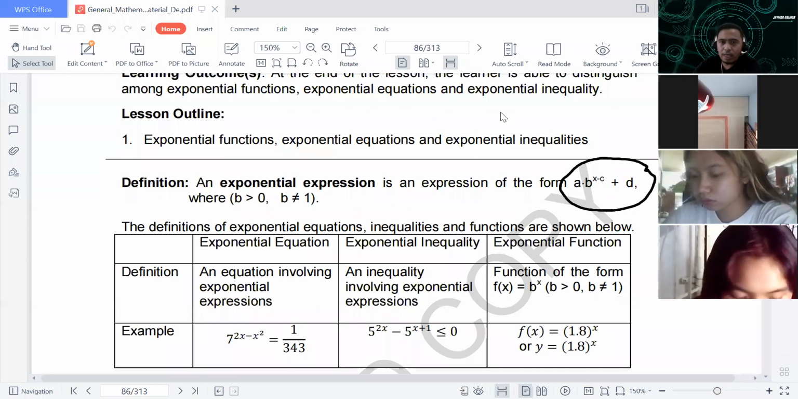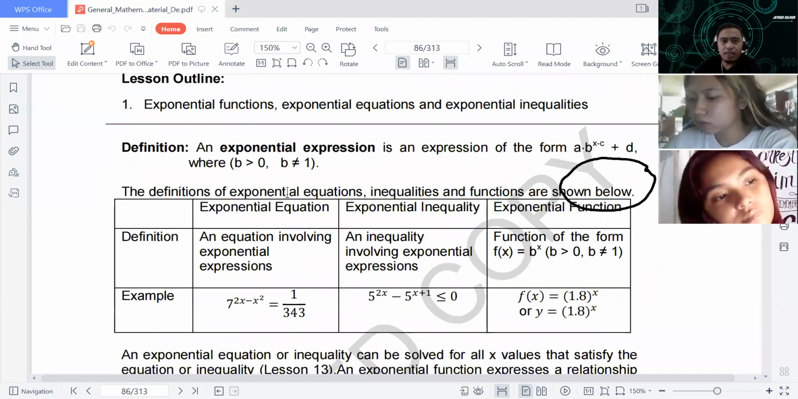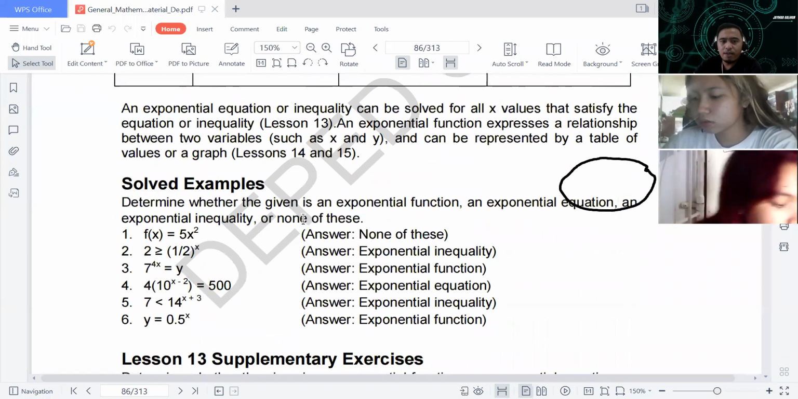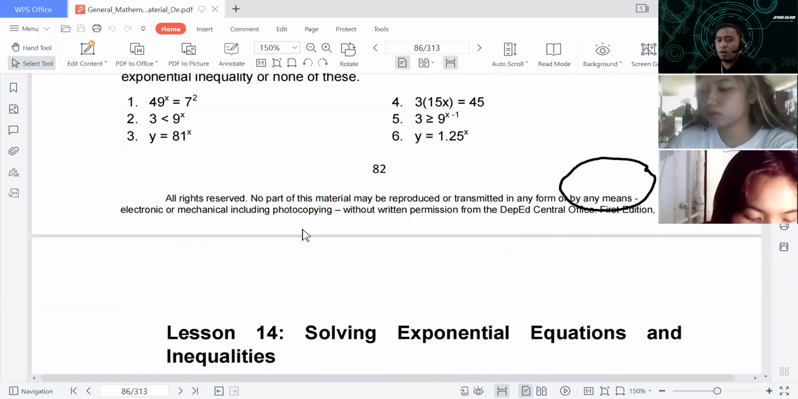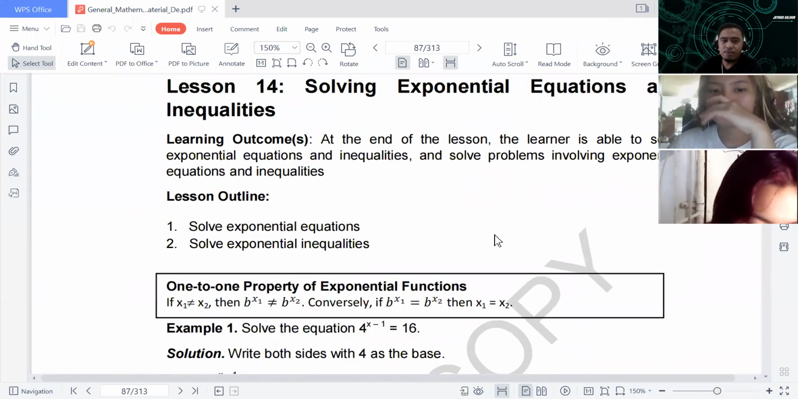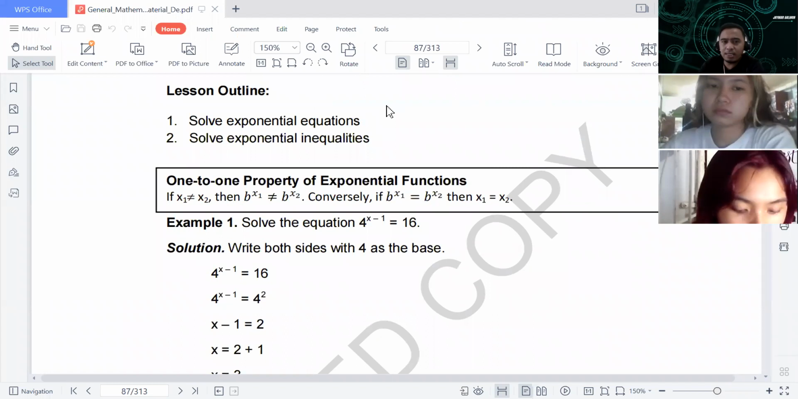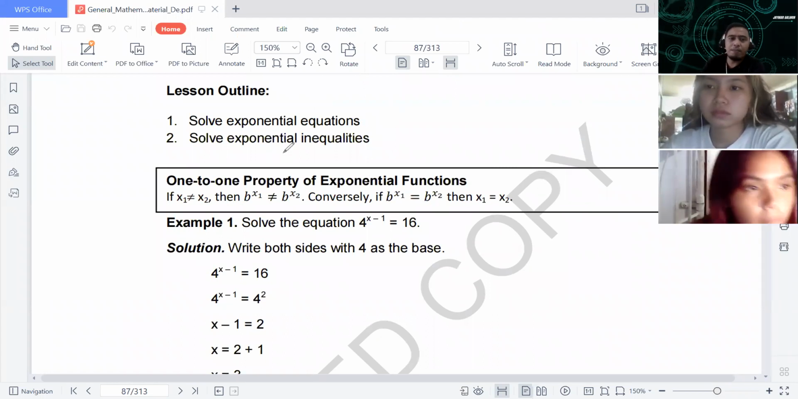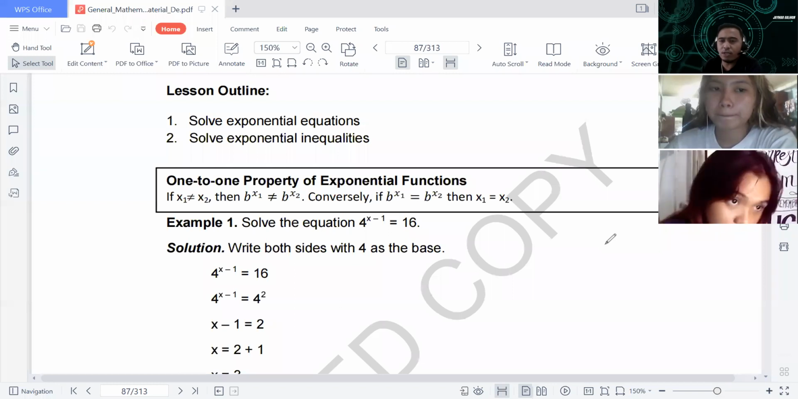Okay, we will not spend too much time on that. Let's proceed to the next part. The very important thing here is for you to know how to solve exponential equations. In solving exponential equations, all you have to remember is this property, the one-to-one property of exponential functions.